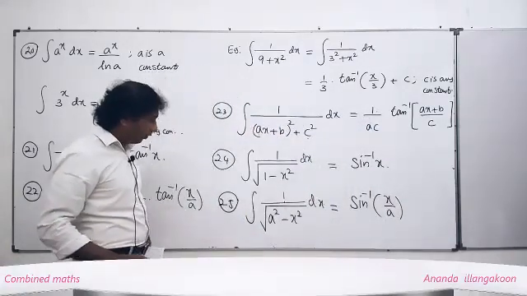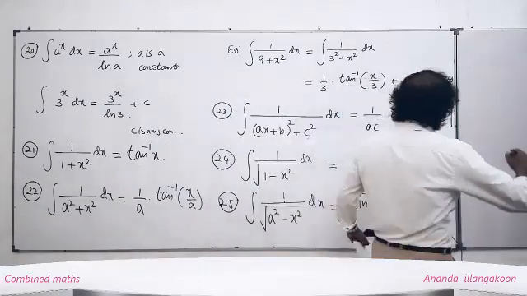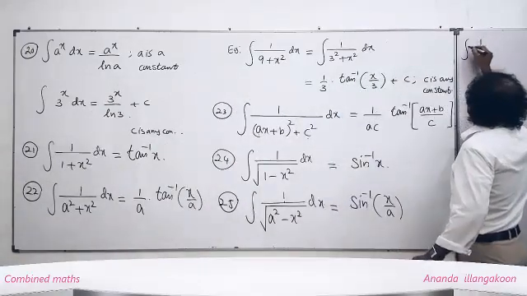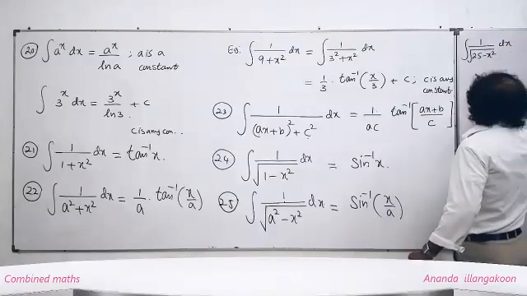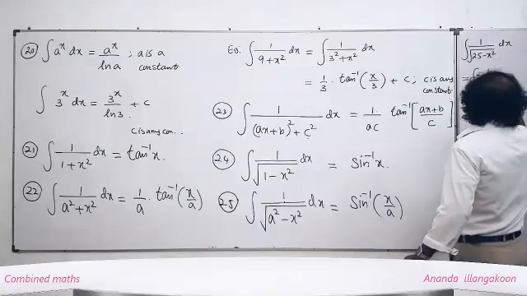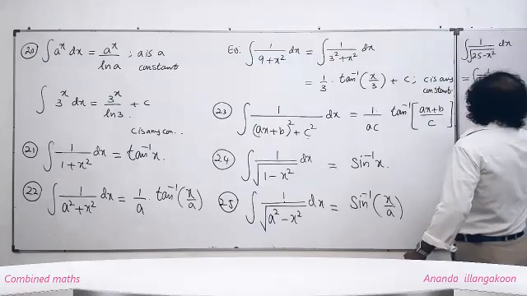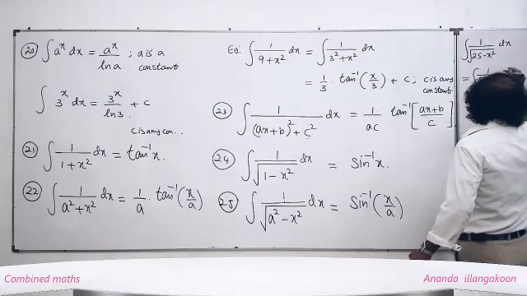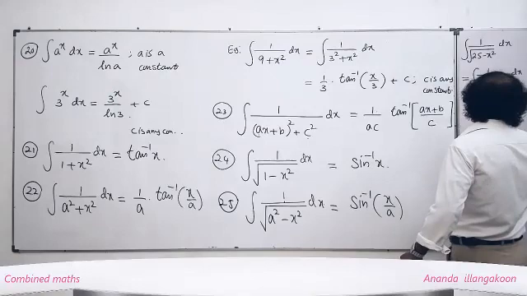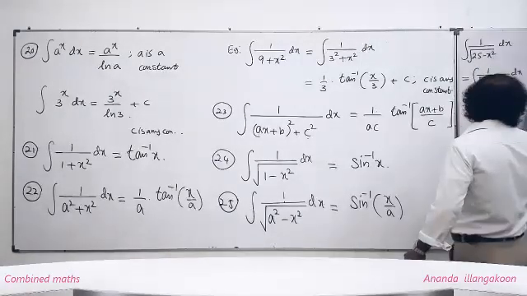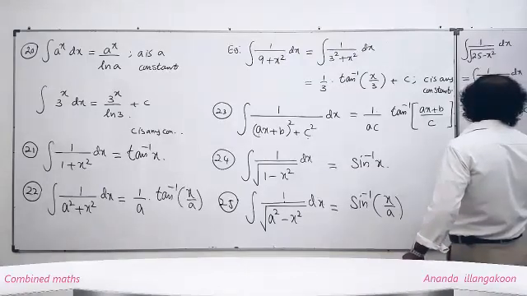For this, when we consider an example, the integral of 1 upon square root of 25 minus x squared dx. This you can write as 1 upon square root of 5 squared minus x squared dx. This is sin inverse of x upon 5 plus c, where c is any constant.